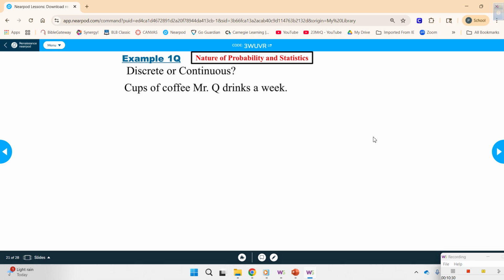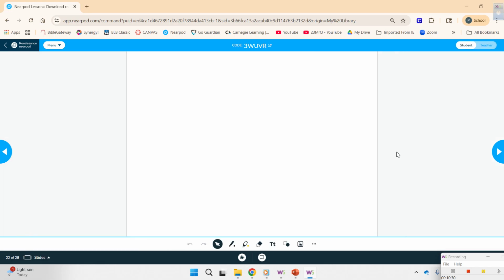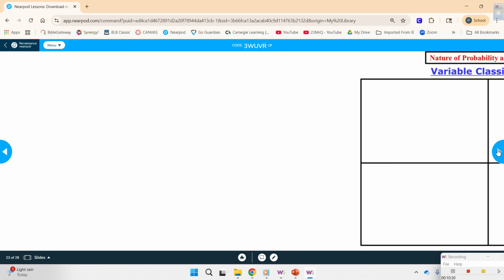Discrete versus continuous. Cups of coffee Mr. Q drinks a week. Write it on the screen, please. Discrete or continuous? Hands if you agree with continuous. Yeah, because sometimes I don't drink any, and then some other days I drink 2. Some other days I drink 8, and so on and so forth. Oh, yeah. Can you believe that? Isn't that crazy? Thank you.